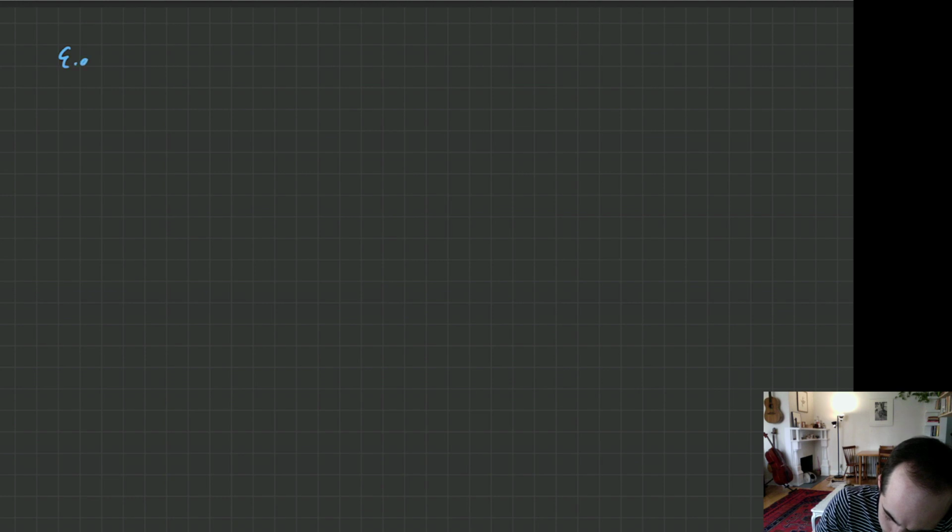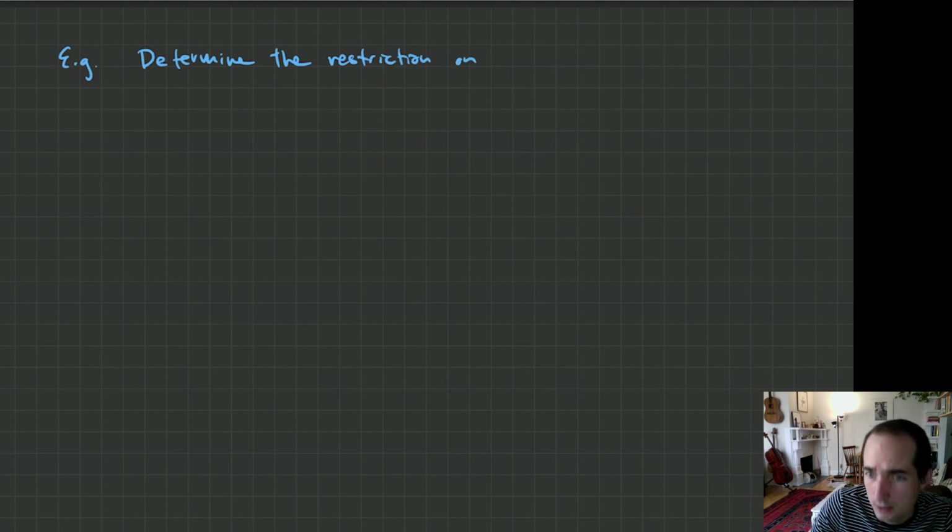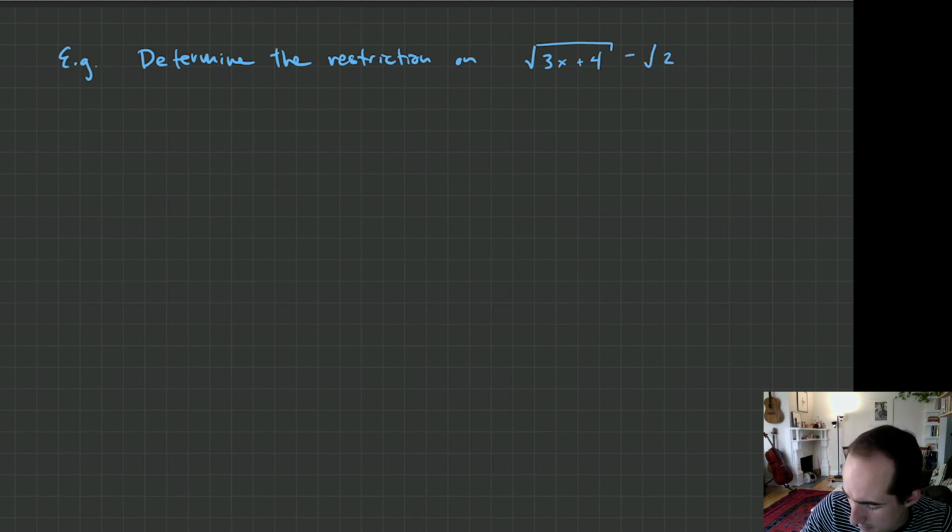Okay, let's try another example. Determine the restriction on this equation here. So I've got the square root of 3x plus 4 minus the square root of 2x minus 4, all equal to 2.